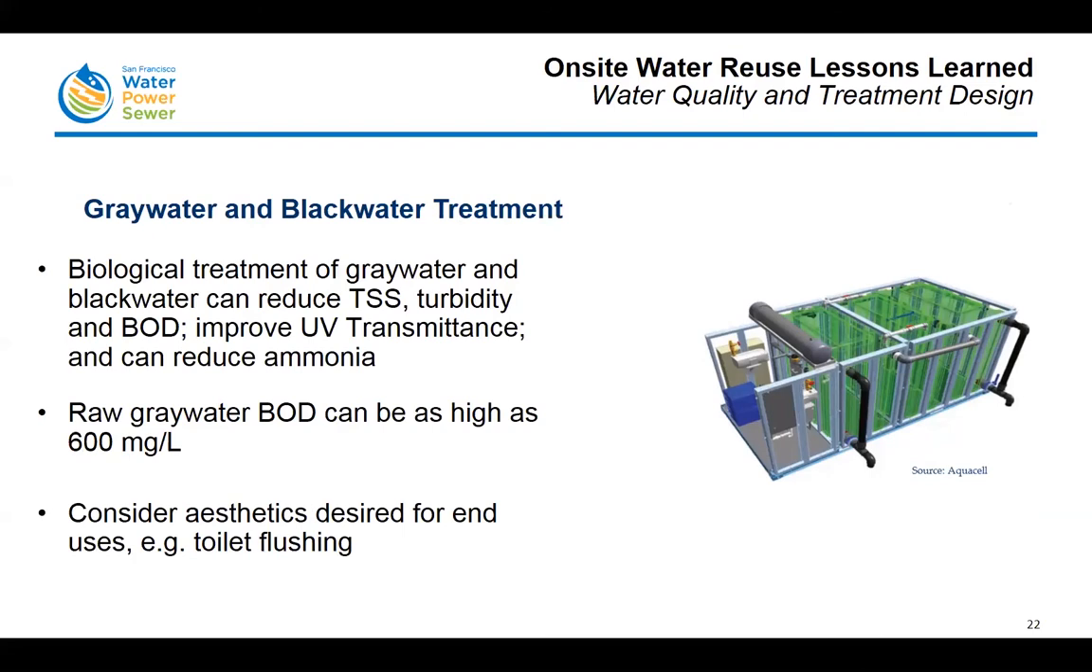Graywater and blackwater treatment. We have learned that biological treatment of graywater and blackwater is really effective at reducing organics in the water, which are the types of things that can impact the aesthetics of the water, like odor and smell, for example. Biological treatment can help to reduce total suspended solids, turbidity, and BOD. It can improve UV transmittance, and it can also help reduce ammonia.